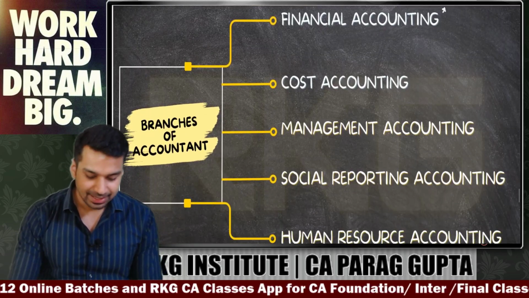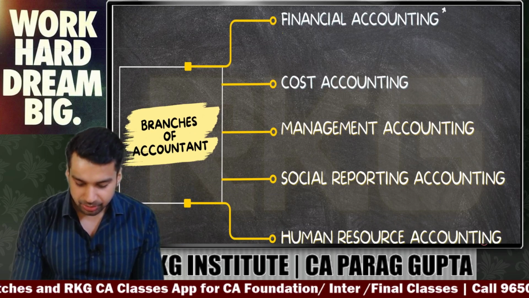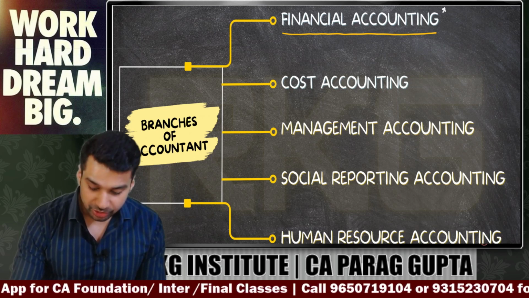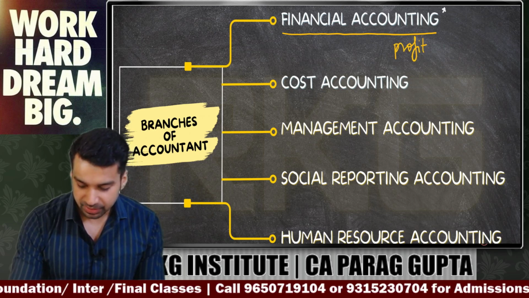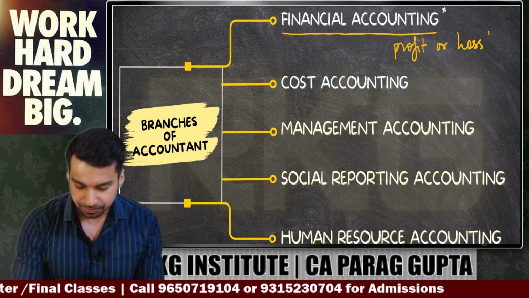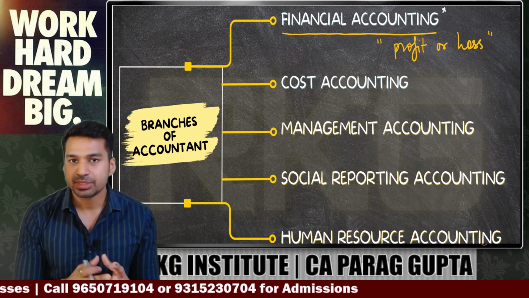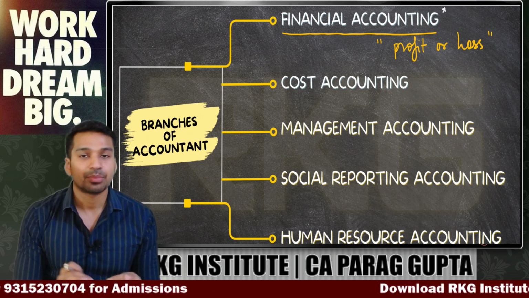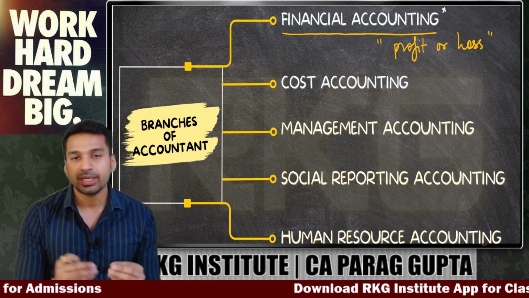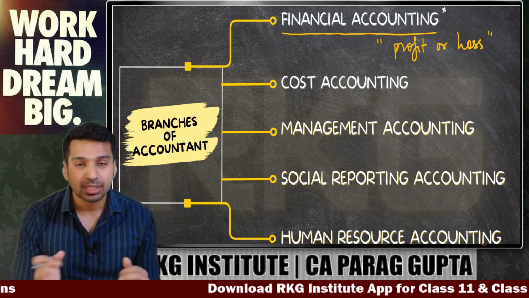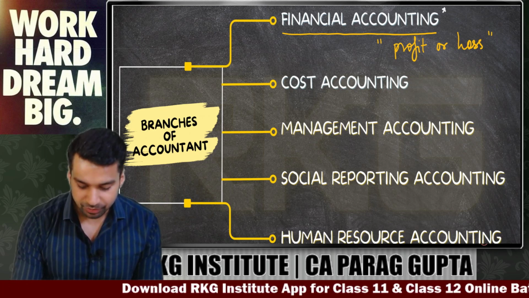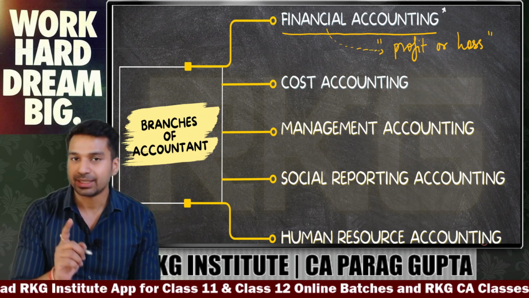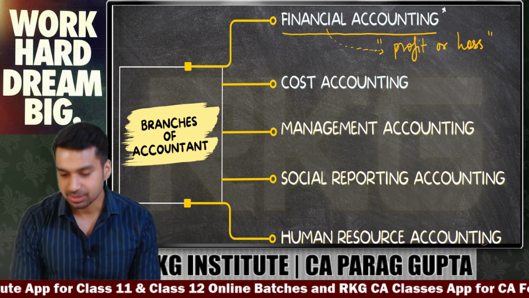Number 1 is financial accounting. Financial accounting means when we are concerned with calculating profit or loss of any business. The keyword here is profit or loss. For example, you started a business and after 1 year you want to know whether your business is in profit or in loss. Then to calculate the profit or loss, you will do financial accounting. So link the financial accounting word with profit and loss. It deals with calculating profit or loss of the business.